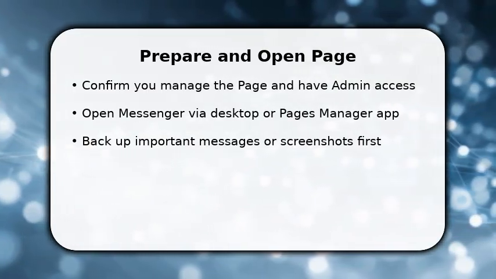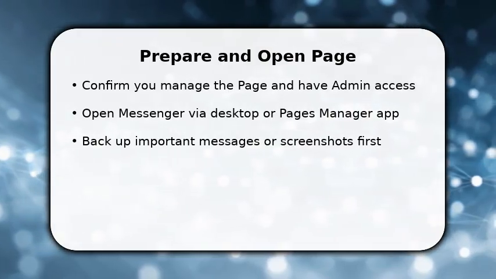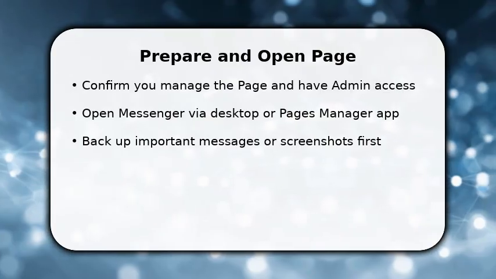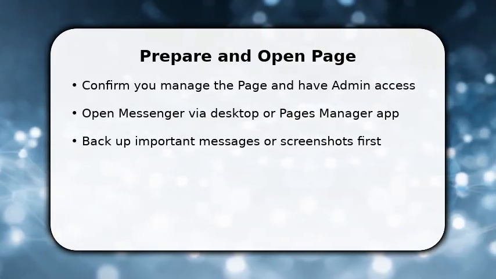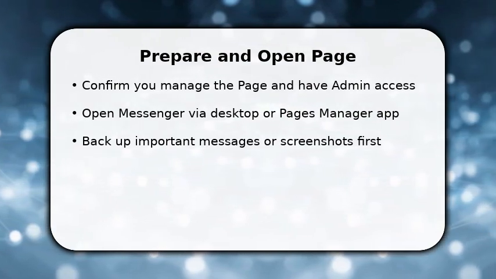Make a quick backup of any important messages or screenshots before removing anything. That preserves records. Now locate the specific conversation thread tied to the page. You'll act on that thread in the next steps to remove the message cleanly.